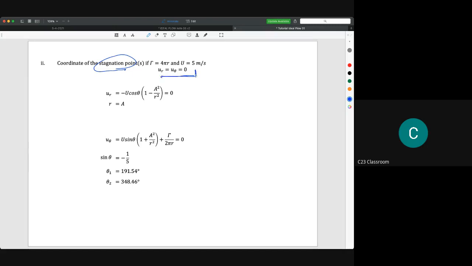For U_r, we equate it with 0, so we get r is equal to a. And for U theta, if we equate it with 0, we find that sine theta is equal to negative 1 over 5, which is 191.54 degrees and 348.46 degrees.